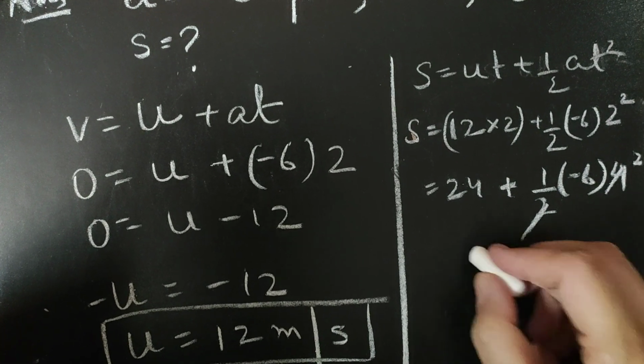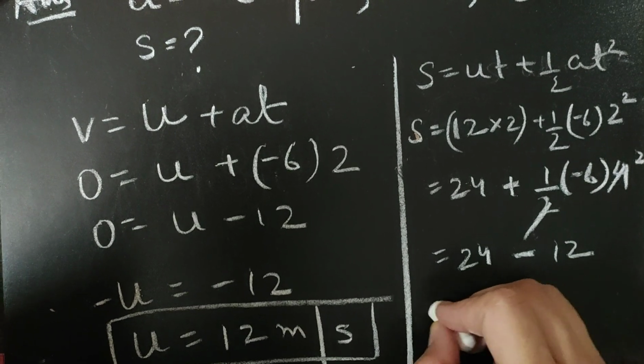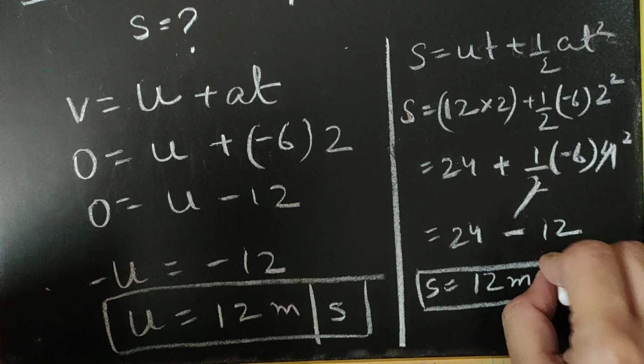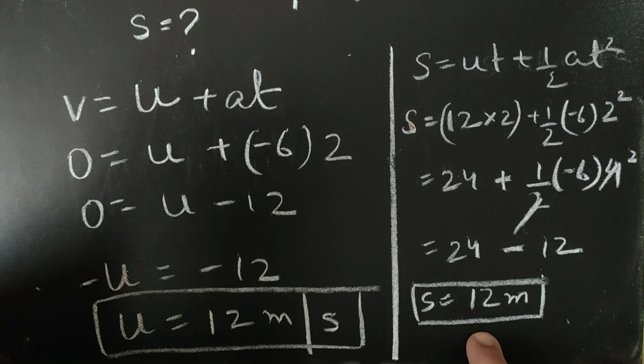So this gets cancelled. 24 minus 6 into 2, that will be 12. So s comes out to be 12 meters. This is the distance traveled by the car after applying brakes before coming to rest.